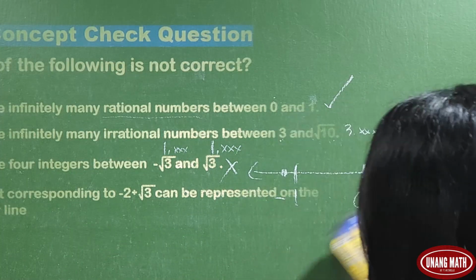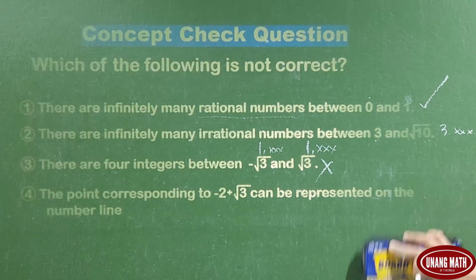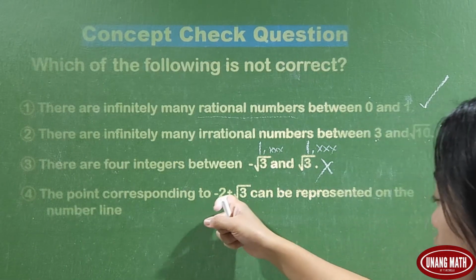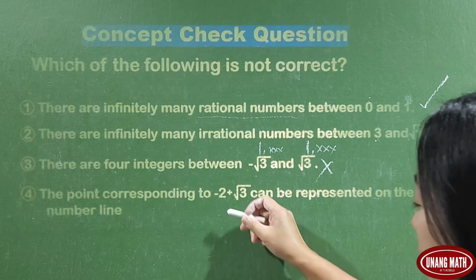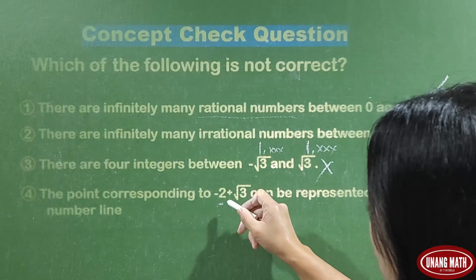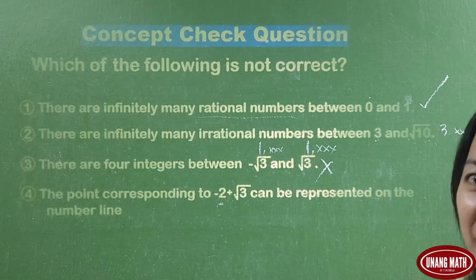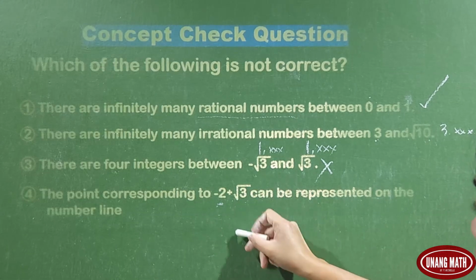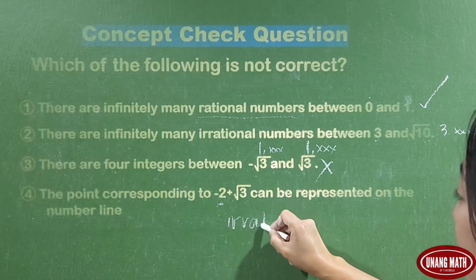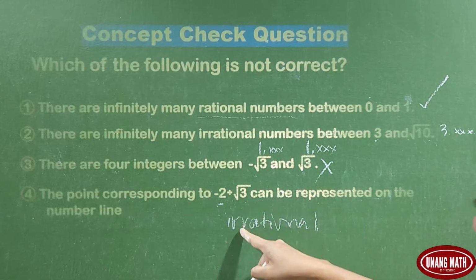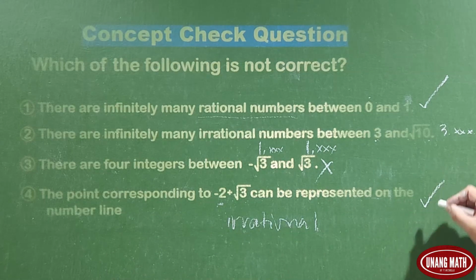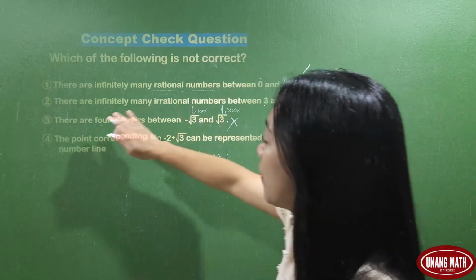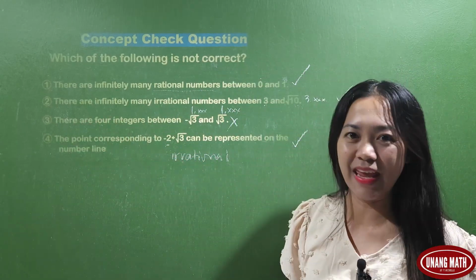Okay, for number 4, the point corresponding to -2 plus the square root of 3 can be represented on the number line. Okay, this is rational. -2 is rational plus square root of 3, which is irrational. So rational plus irrational will result to an irrational number. And an irrational number can be represented on the number line. So this is also a true or correct statement. So which is not correct? We have here statement 3.